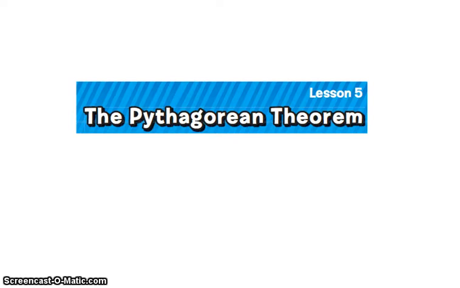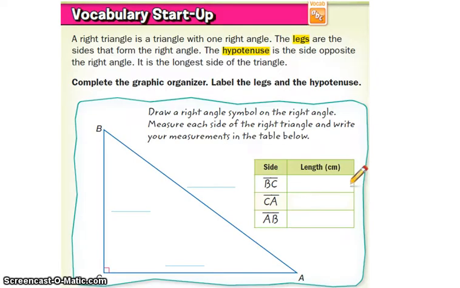Lesson 5, the Pythagorean Theorem. Let's talk about some vocabulary when we're dealing with the Pythagorean Theorem. When we're talking about the Pythagorean Theorem, we're always dealing with right triangles. That's the only type of triangle that we can use. It doesn't work on acute or obtuse. It has to be a right triangle.